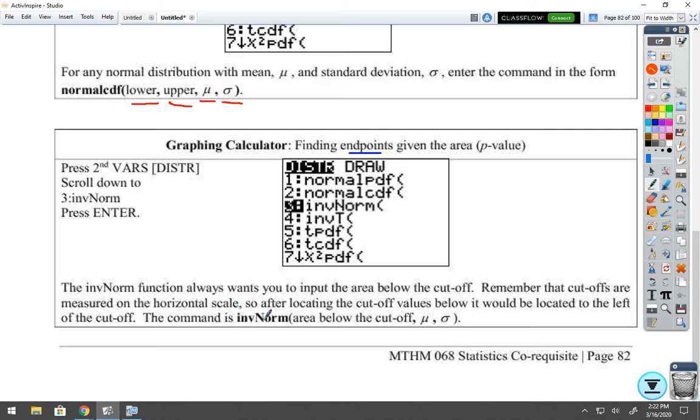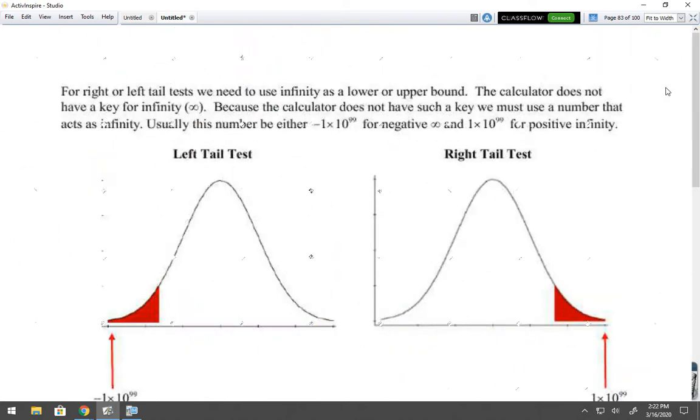To calculate invNorm, which is looking for an endpoint given an area, the first entry will be the area below the cutoff. Now, that's for most older calculators, and newer calculators will find area between and area to the right. Again, if your calculator won't do what I am doing, then you may have to contact me. Then the mu value, comma, the standard deviation. So let's put this into practice and make this happen.